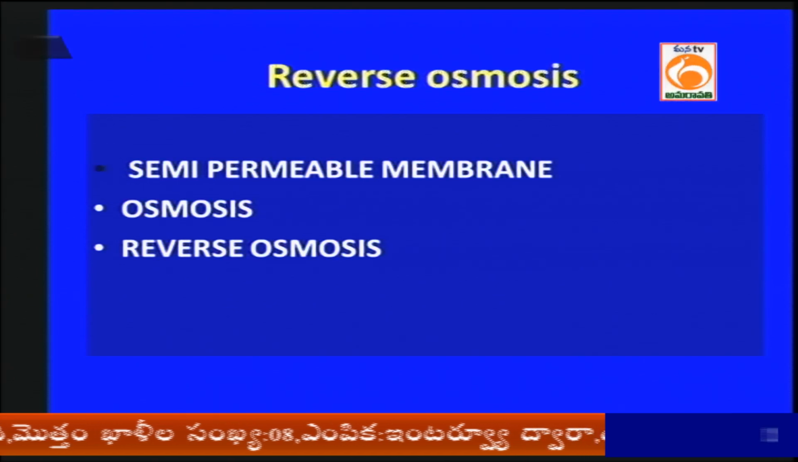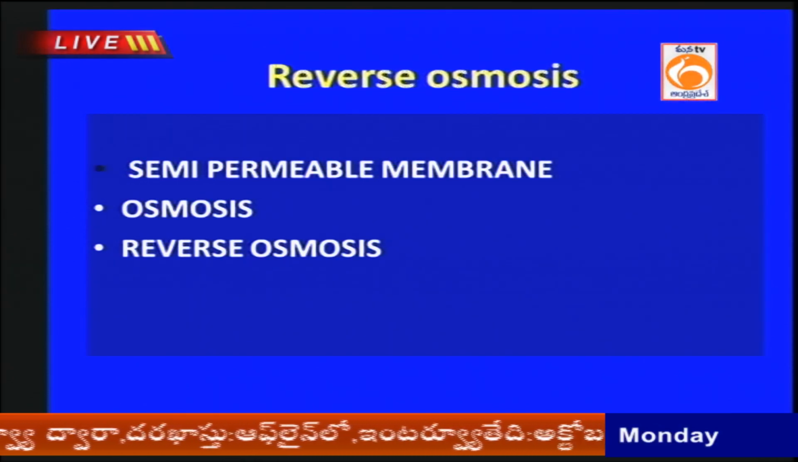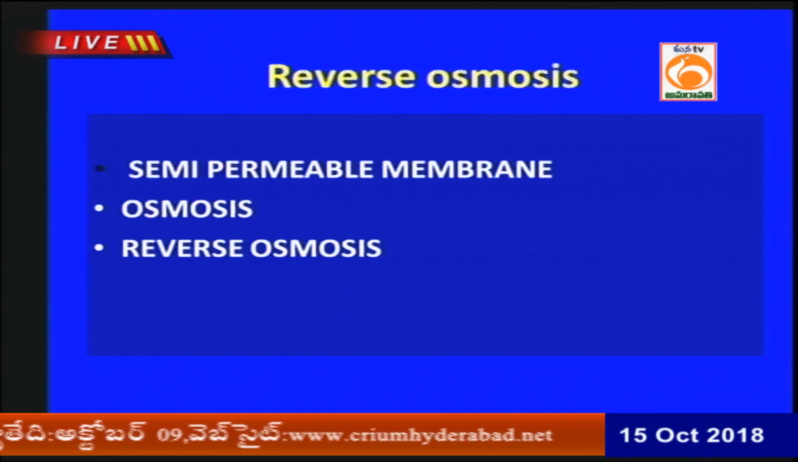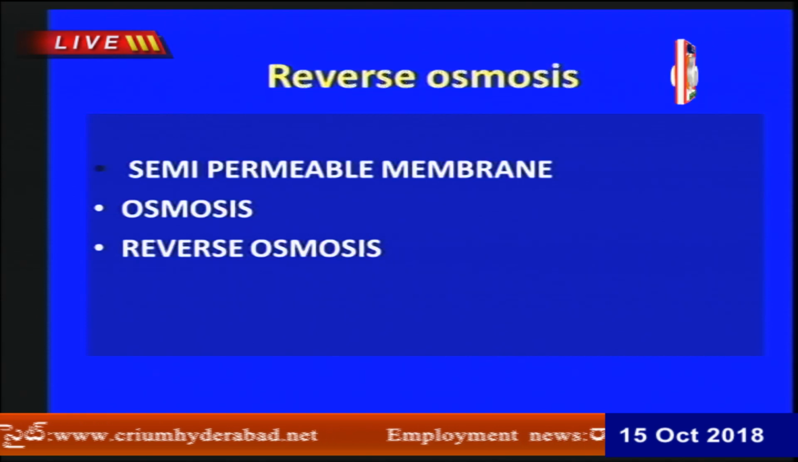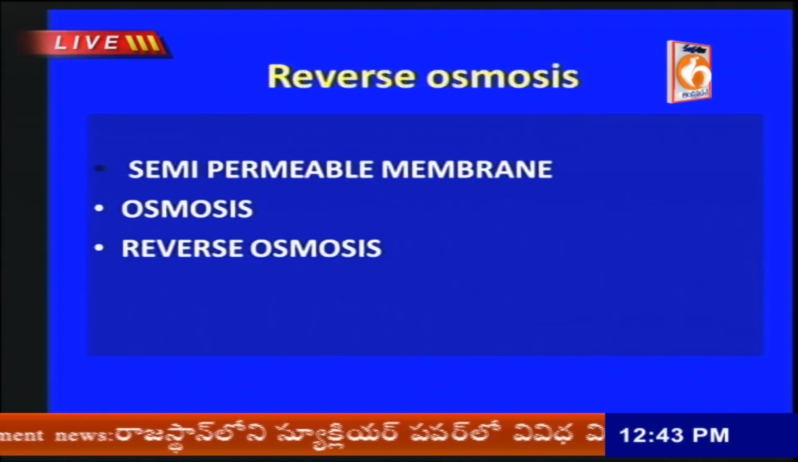This reverse osmosis is also used for removal of hardness causing ions from hard water. In this we use a semi permeable membrane. Before going to reverse osmosis you have to know what osmosis is. After that we will learn reverse osmosis. Now see the semi permeable membrane. In reverse osmosis we use the semi permeable membrane.